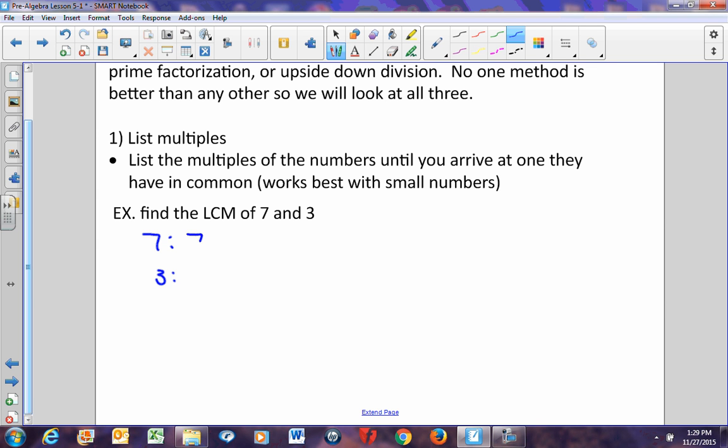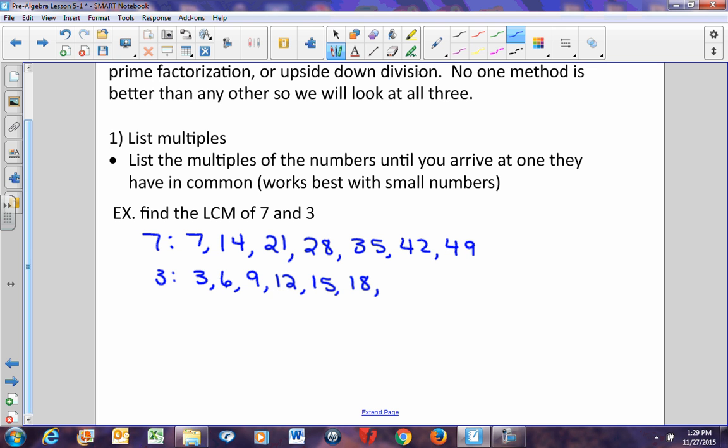7 times 1 is 7, 7 times 2 is 14, 7 times 3 is 21, 7 times 4 is 24, now 7 times 4 is 28, see what I said about multiplying? 7 times 4 is 28, 7 times 5 is 35, 7 times 6 is 42, 7 times 7 is 49. I'm probably going to stop at this point and now start listing the multiples of 3. 3 times 1 is 3, 3 times 2 is 6, 3 times 3 is 9, 3 times 4 is 12, 3 times 5 is 15, 3 times 6 is 18, 3 times 7 is 21.